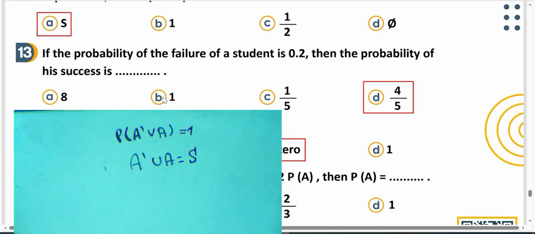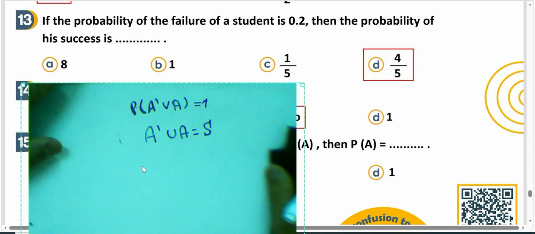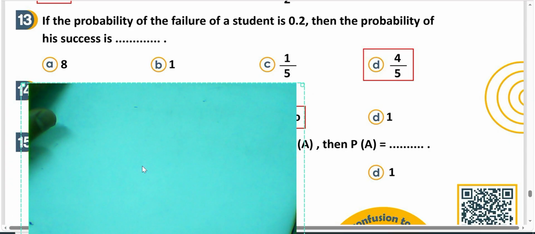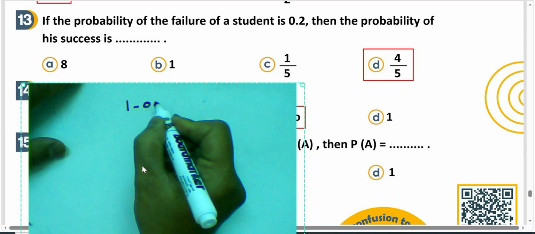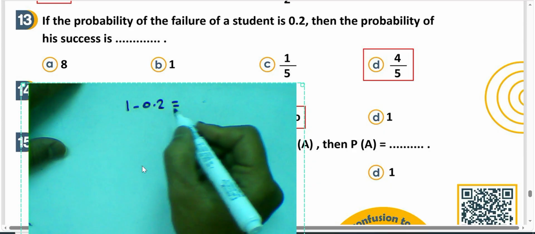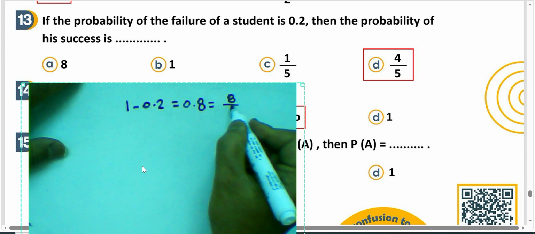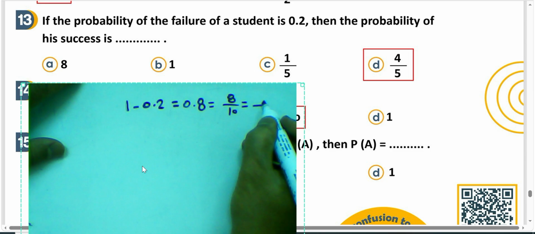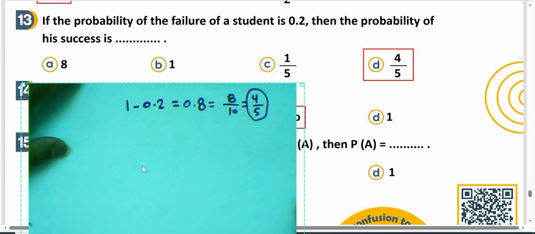Okay, next question: the probability of failing students is 0.2. The probability of success is 1 subtract 0.2, which will be 0.8, or 8 over 10. You can simplify this by dividing the numerator and denominator by 2. 8 divided by 2 is 4 and 10 divided by 2 is 5, so the result will be 4 over 5.